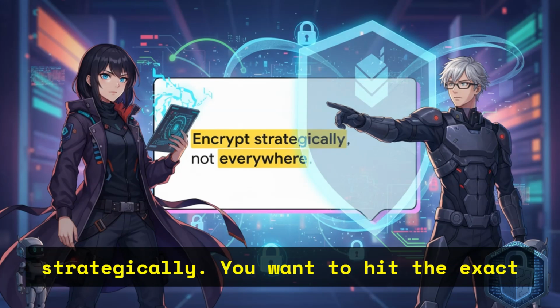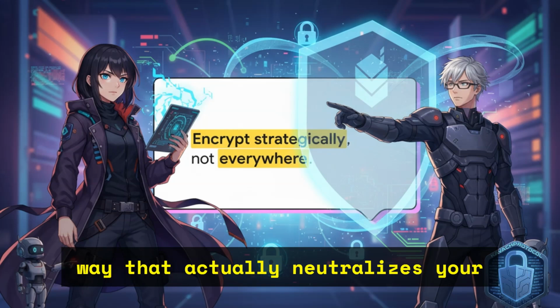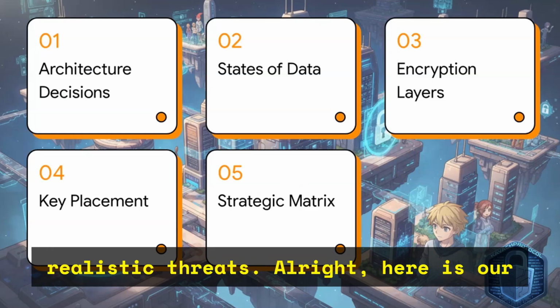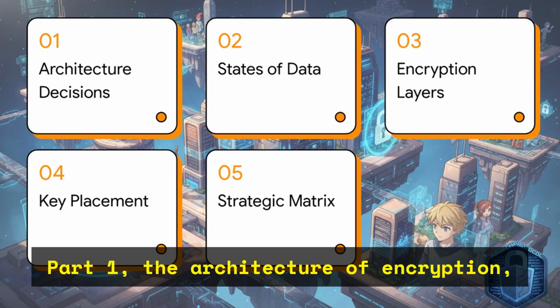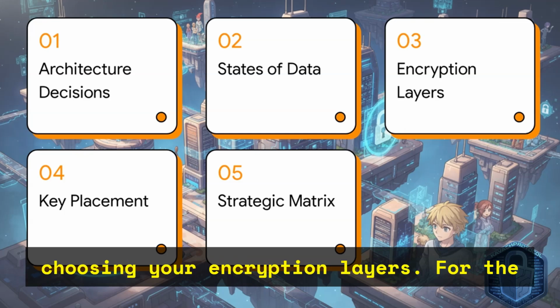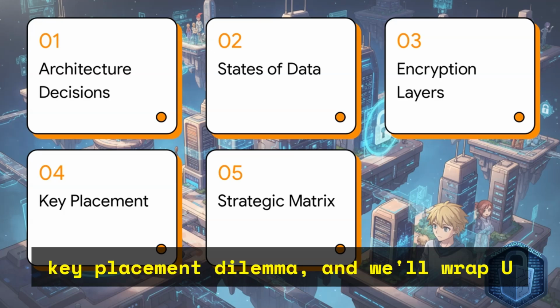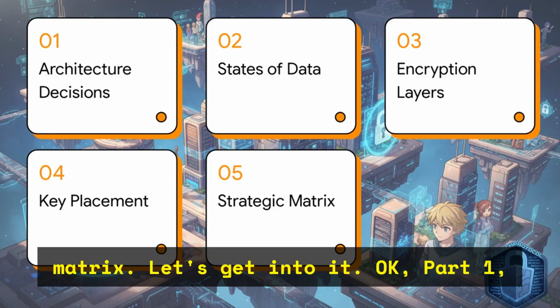You want to hit the exact point where the data is vulnerable in a way that actually neutralizes your realistic threats. All right, here is our blueprint for today. We'll start with part 1, the architecture of encryption. Then 2, 3 states of vulnerable data. 3, choosing your encryption layers. 4, the key placement dilemma. And we'll wrap up with 5, the strategic encryption matrix. Let's get into it.